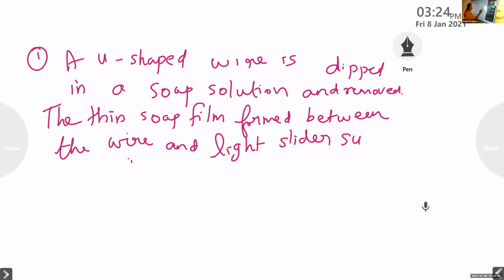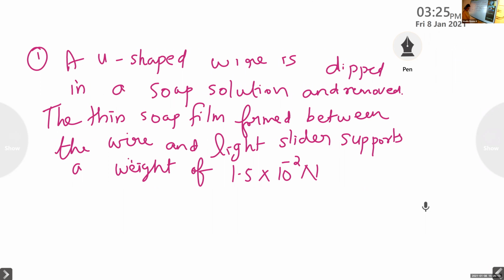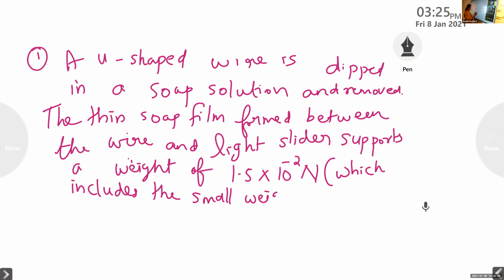supports a weight of 1.5 into 10 to the power of minus 2 Newton, which includes the small weight of the slider. So total weight is given.